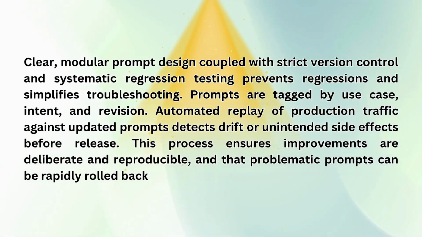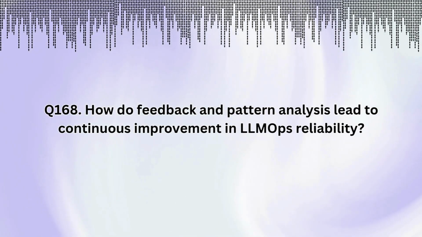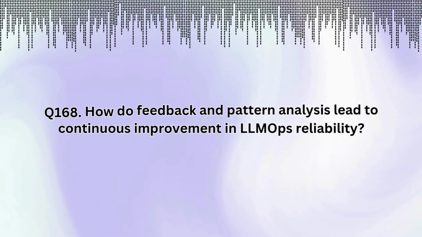This process ensures improvements are deliberate and reproducible, and that problematic prompts can be rapidly rolled back. How do feedback and pattern analysis lead to continuous improvement in LLM Ops reliability?